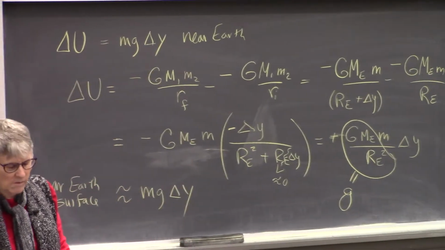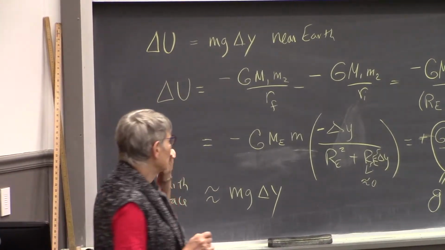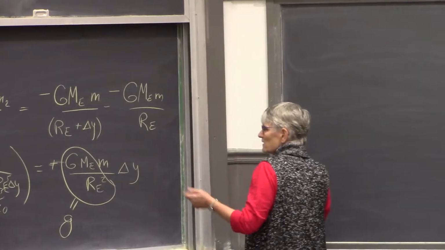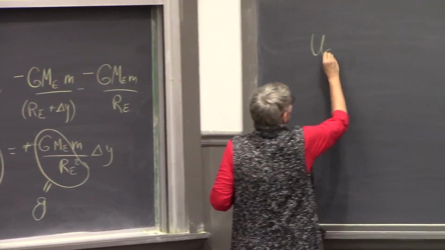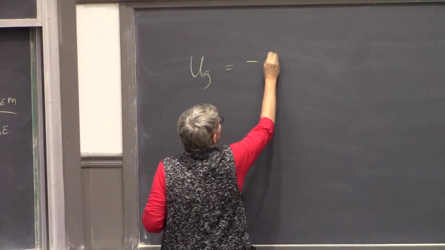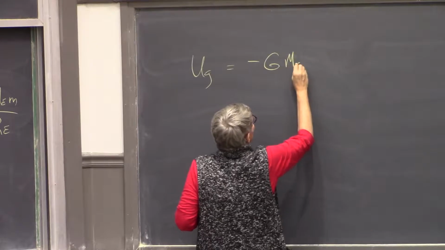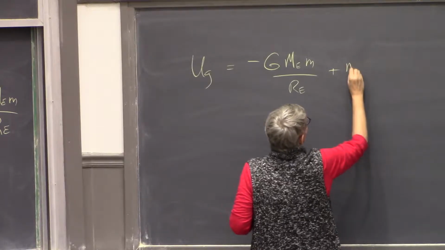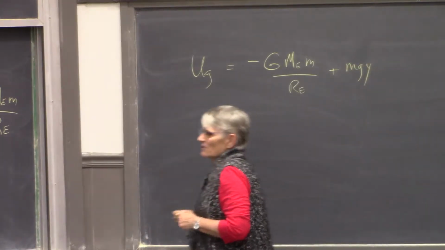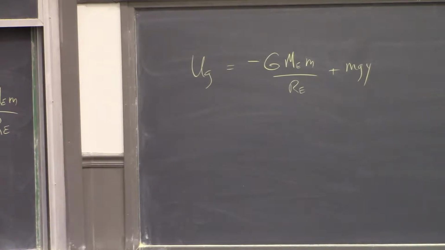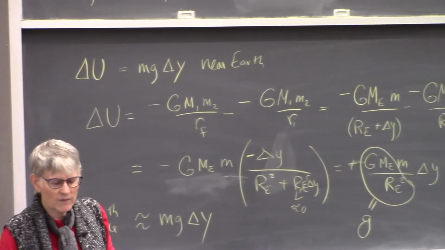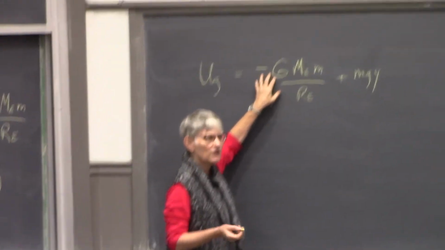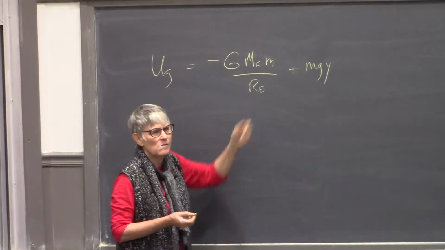So the real gravitational energy of a system, and why is it delta U here that we're talking about? Well, the real gravitational energy of the system near the Earth's surface is minus G mass of the Earth, mass of the object over radius of the Earth plus mgy, and so the total potential energy really actually is negative. But since this piece isn't going to change when we're talking about changes near the Earth's surface, we just don't worry about it.